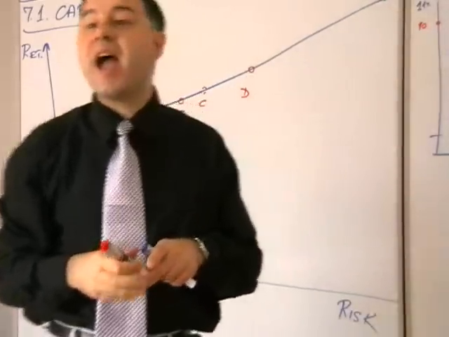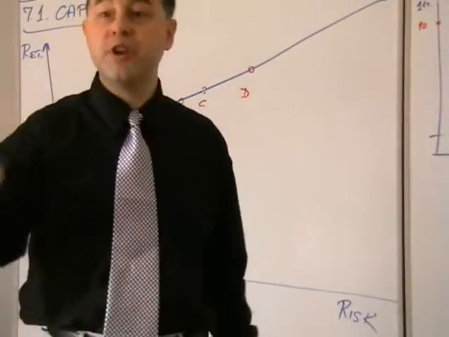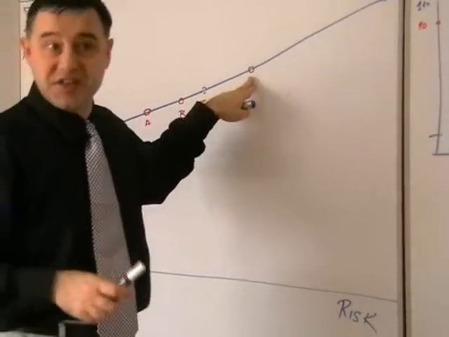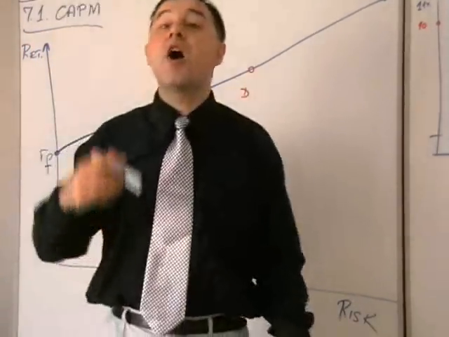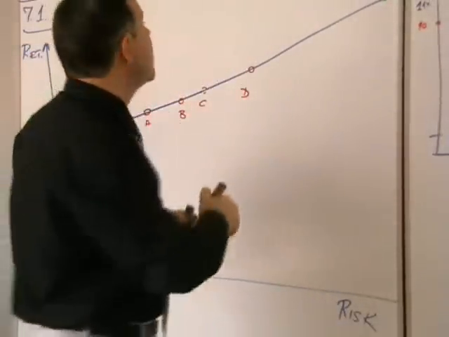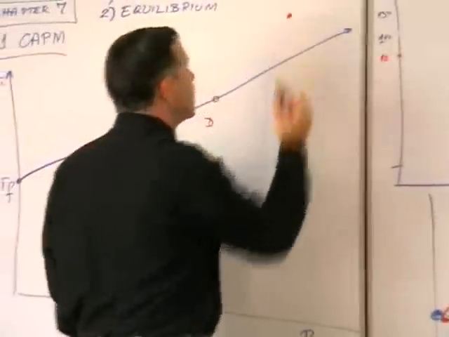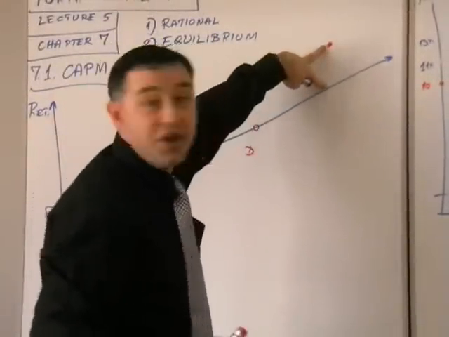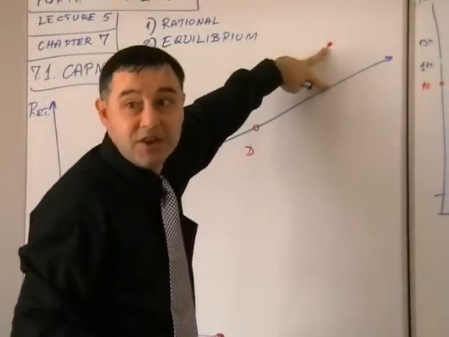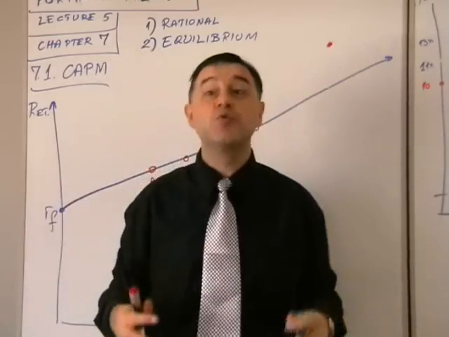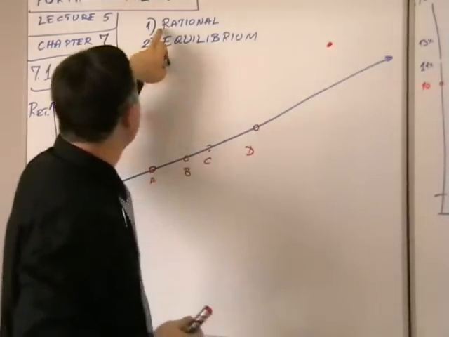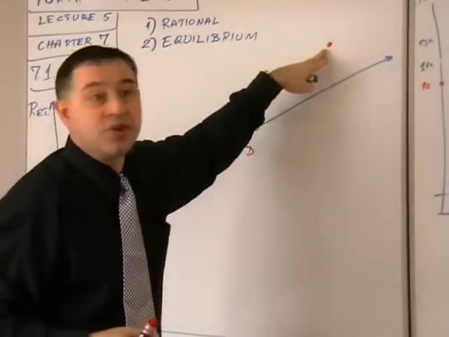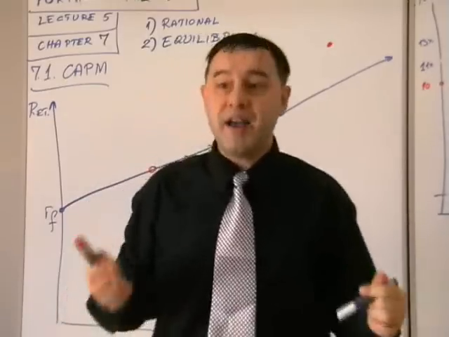Stock or asset A, so A, B, C, D. So, if you have investable or tradable assets, they will be simply on this line. The argument is always as follows. If it happens that the stock or the asset provides what we call here above average expected return, then investors will rush because they are rational. They will see that it provides above average return. They will rush and buy it.